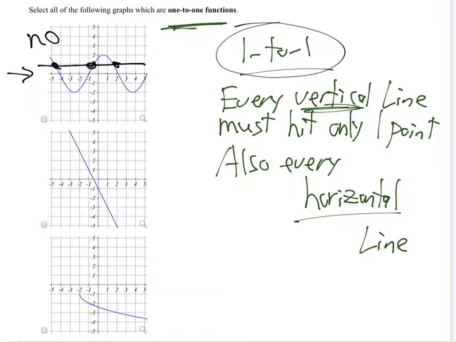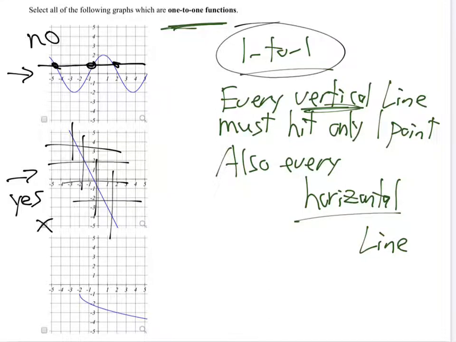1 for 1. So how about the second one? Does that one pass the vertical and horizontal line tests? Does every horizontal line hit only 1 point? Yep. Does every vertical line hit only 1 point? Yep. He's a yes. Is that making sense? If every vertical line hits only 1 point and every horizontal line hits only 1 point, then it's a 1-to-1. There's 1x for every 1y.